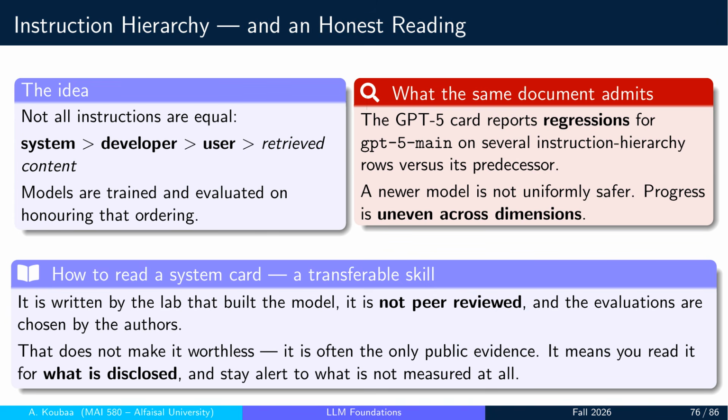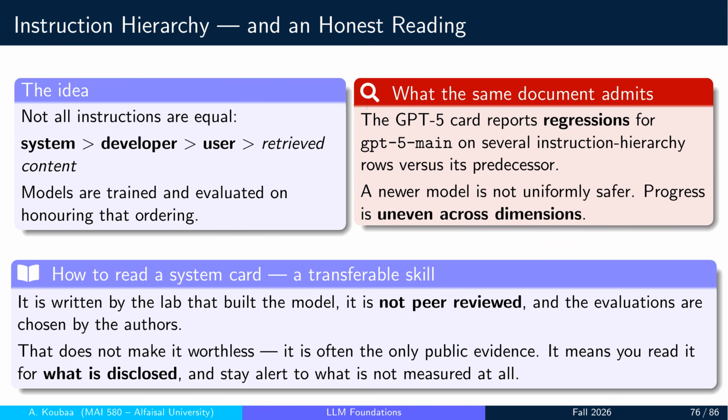Now, read what the same document admits on the right. The GPT-5 card reports regressions on several instruction hierarchy rows compared with its predecessor. So a newer model is not uniformly safer. Progress is uneven across dimensions, and that is a useful habit of mind. Do not assume that newer means better on the specific dimension you depend on. Test the dimension you depend on.